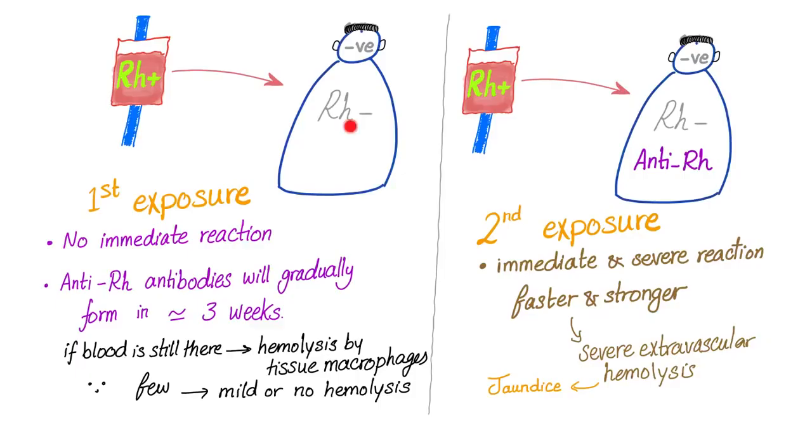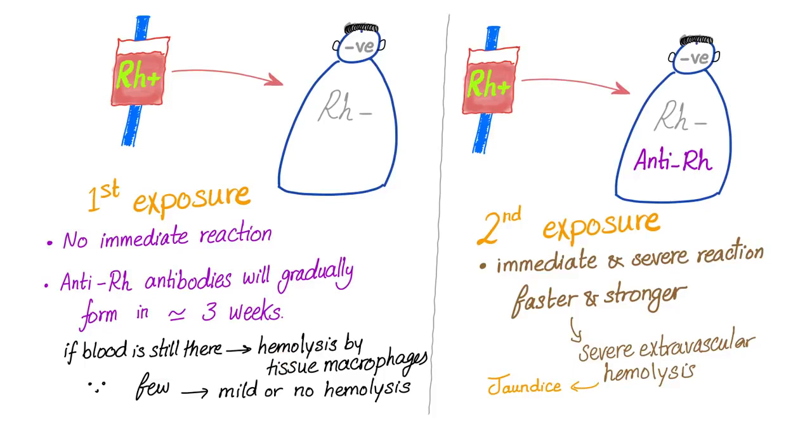So here is a patient that's Rh negative and we are giving him or her Rh positive blood for the first time. First exposure, no immediate reaction. The anti-Rh antibodies will gradually form. It takes time, around 3 weeks. If blood is still there from this transfusion, mild hemolysis may occur. Since this blood will be few, most of it will be consumed and destroyed, so the hemolysis will be pretty mild, if any.